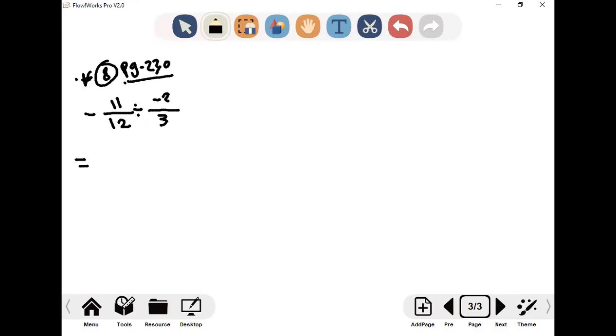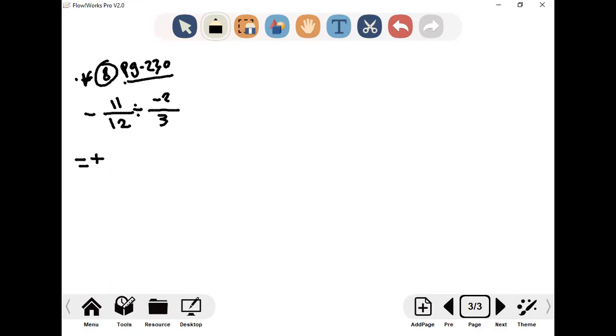Because we have similar signs in division, the answer will be what? Positive. Forget the negatives, and do the division. What is the result? 1 and 5, 103 over 8, 105 over 6.